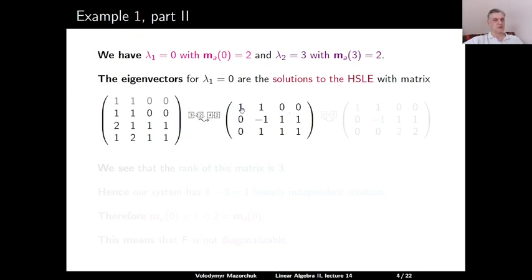So the second row in the new matrix is 2 minus 2 is 0, 1 minus 2 is minus 1, 1 minus 0 is 1, 1 minus 0 is 1.